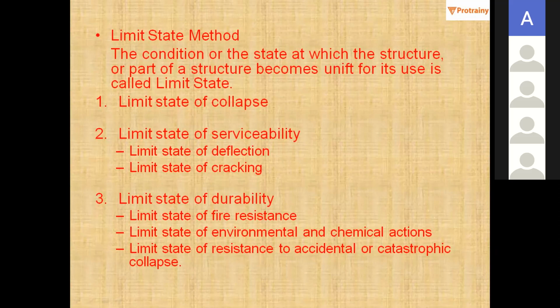Limit state of fire resistance, you can achieve it by going through the provisions provided in IS 456. It's not a big deal. For limit state of environmental and chemical actions and limit state of resistance to accidental or catastrophic collapse, these are specialized structures like marine structure or like a radiation silo or something like that. So we have different codes for specific structures. You can go through these codes, you can apply their provisions, and you can attain limit state of durability for these specialized structures.